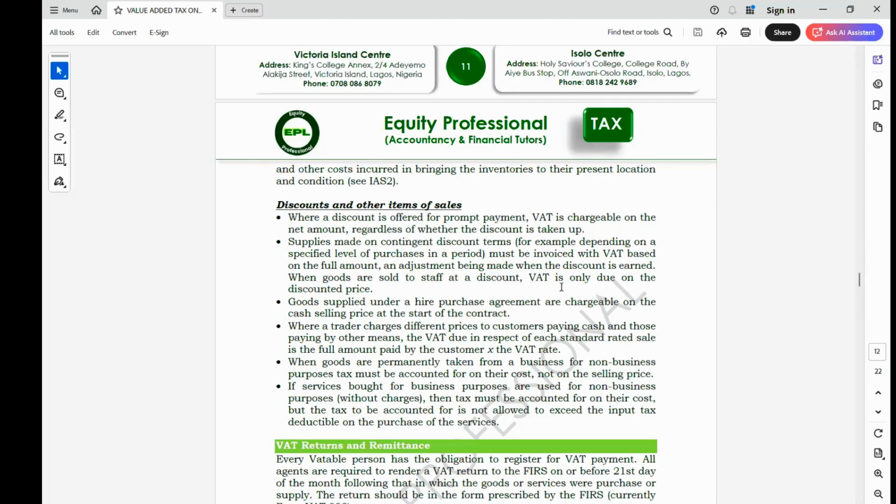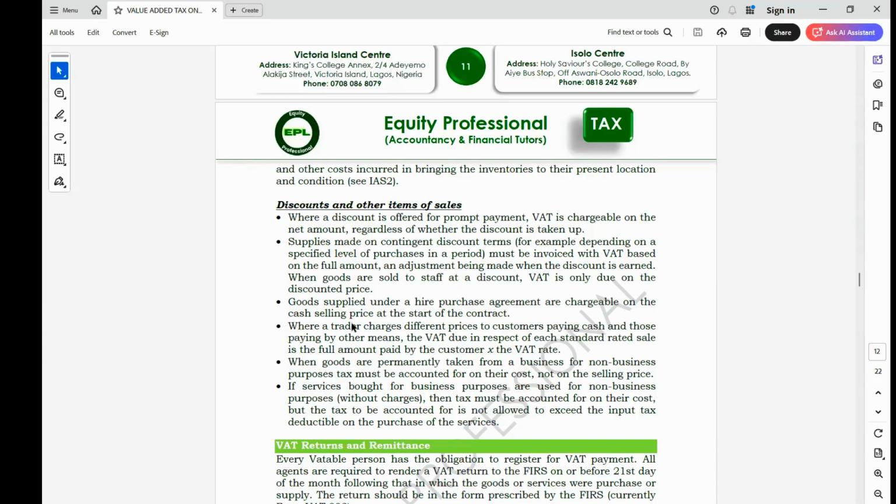Then also, where goods are sold to staff at a discount, VAT is due on the discounted price. So maybe your sales price is, let's say, 20 naira. But because the person that wants to buy is your employee, you are selling that item to him at a discounted amount. When you are calculating the VAT, you are not going to calculate it on the 20 naira. You calculate it at the discounted price.